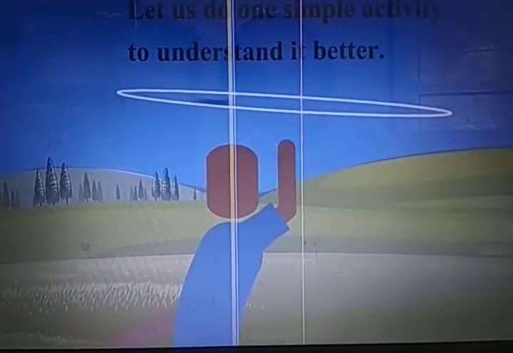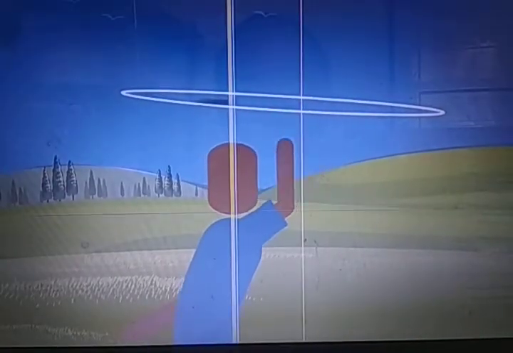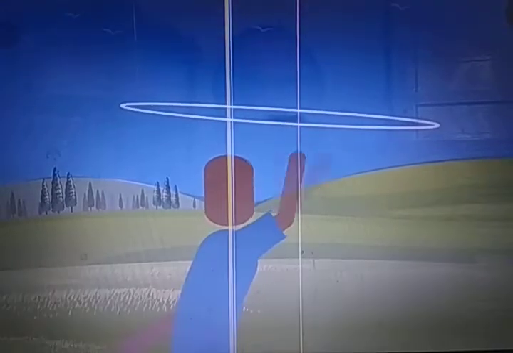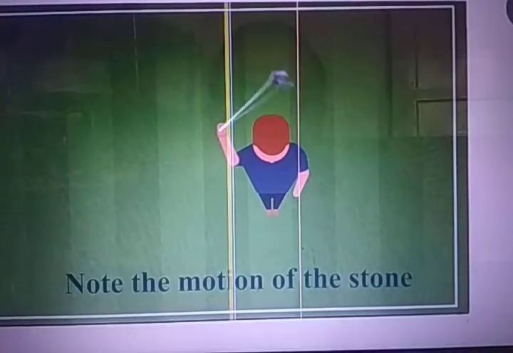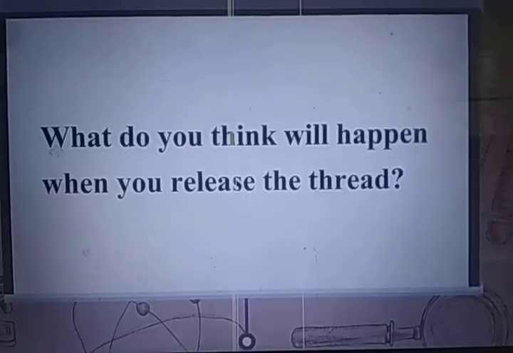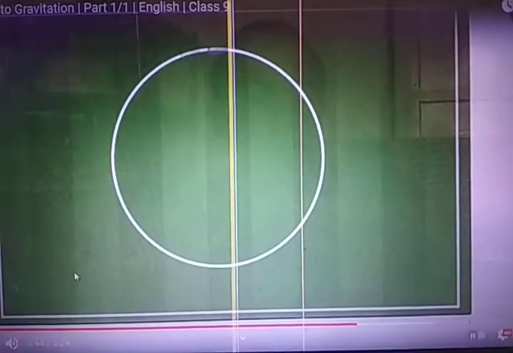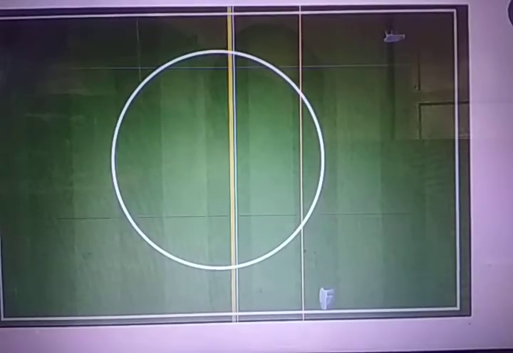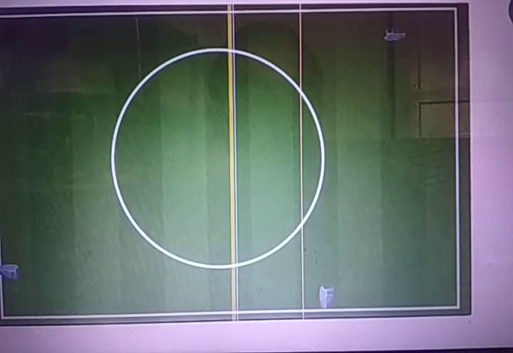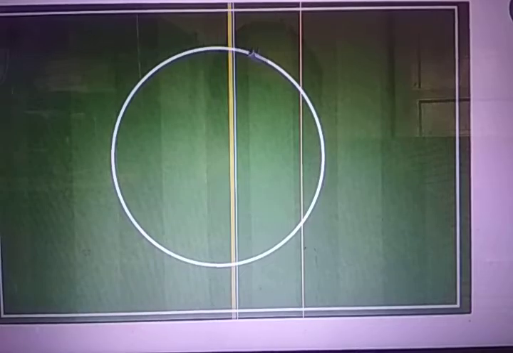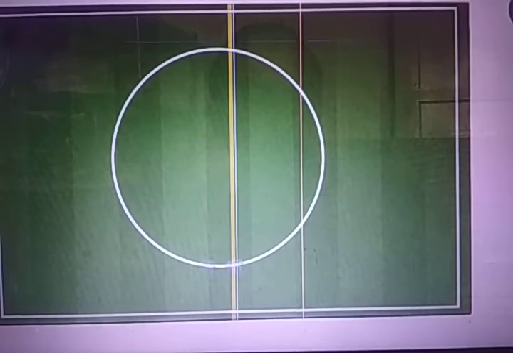One activity which we used to play is that we take a piece of stone and tie it with a thread, and hold the other end while swinging it horizontally. What do you observe? The stone is moving in a circular path. After release, the stone moves in a straight direction. The change in direction of the stone happens due to the change in its velocity, or acceleration.